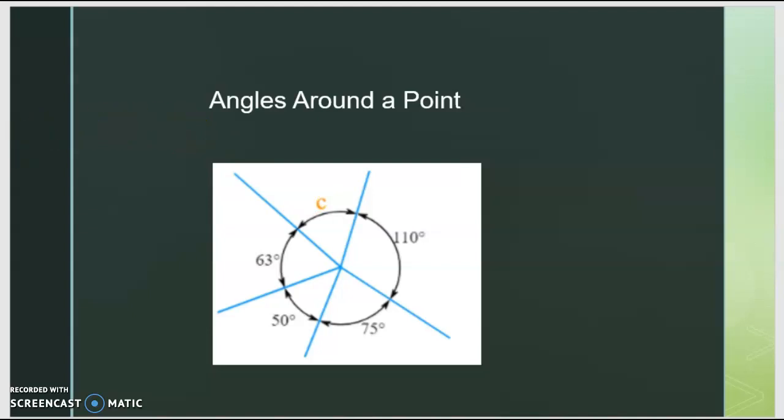So we need to find that angle. 110, 75, 50, 63 added together becomes 293. As I told you, it is exactly 360. So we subtract 293 from 360, and then we get the angle's value, which is equal to 62 degrees.